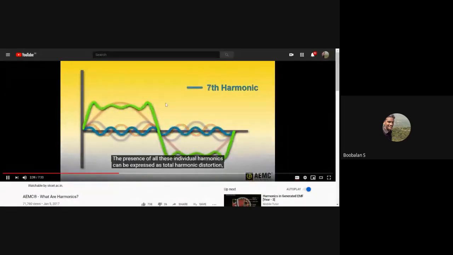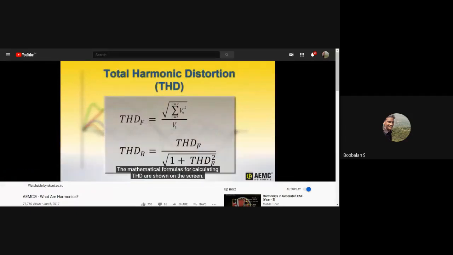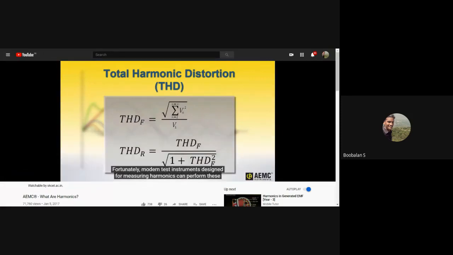The presence of all these individual harmonics can be expressed as total harmonic distortion, or THD. The mathematical formulas for calculating THD are shown on the screen. Fortunately, modern test instruments designed for measuring harmonics can perform these calculations automatically and display the result.